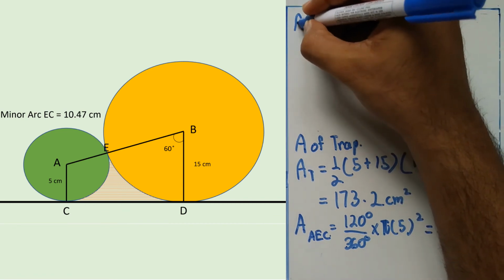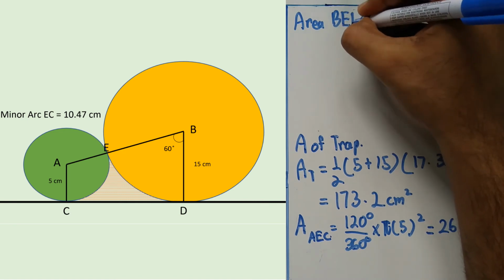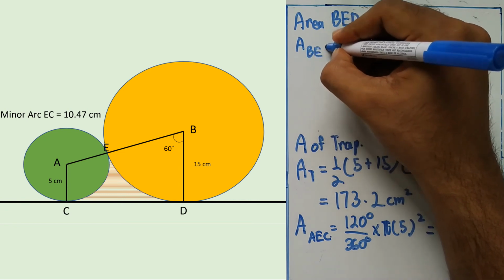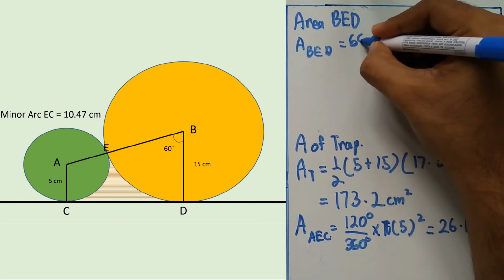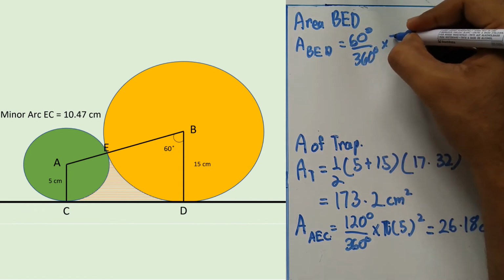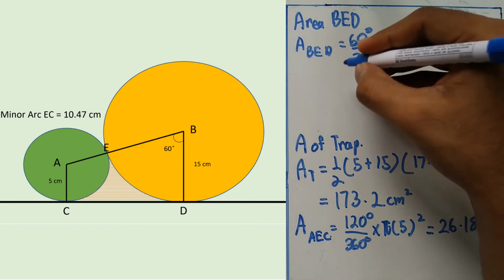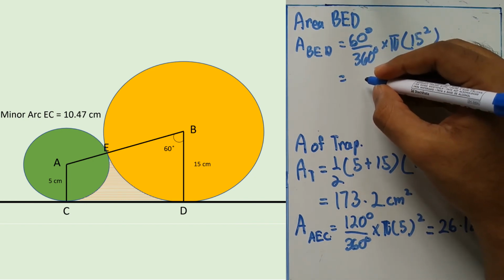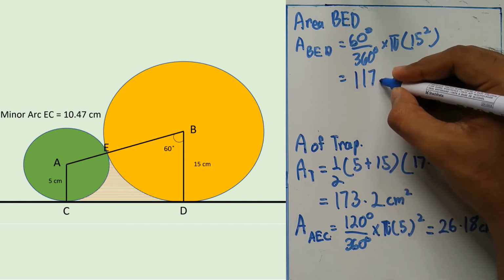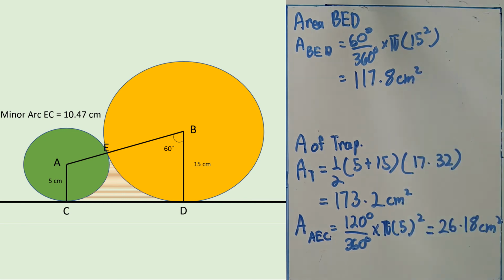Then area BED, using the same concept, is 60 degrees over 360 times pi times 15 squared. You will get 117.8 centimeters squared.